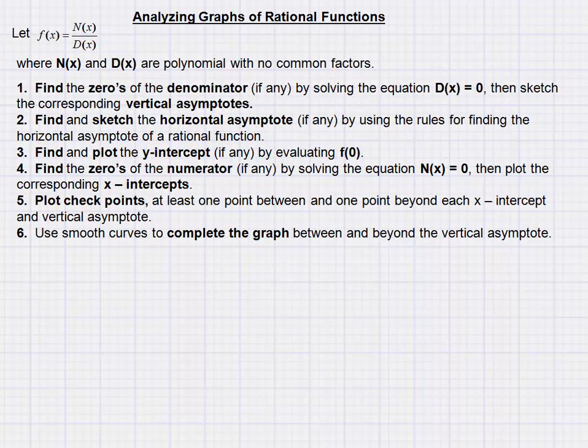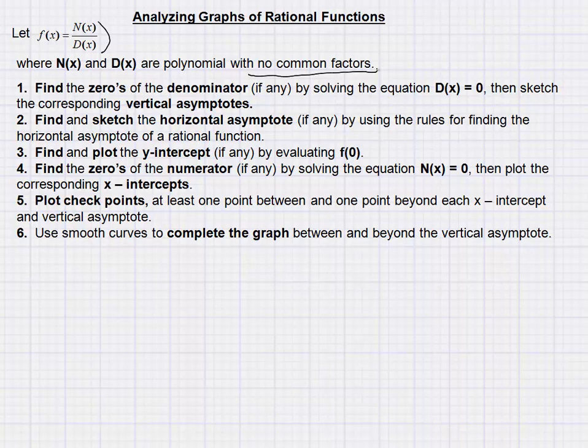So the next thing we're going to need to do is to start looking at putting these graphs together. We have a lot of the components we need to be able to do that. Now we just got to fit it all together. So we're looking at a rational function, n of x over d of x, each one being a polynomial. Those polynomials, again, we want to make sure they have no common factors. If they do, I'll tell you that later at the end of this video. But for right now, what do we want to do? We want to follow these 6 steps for the most part.